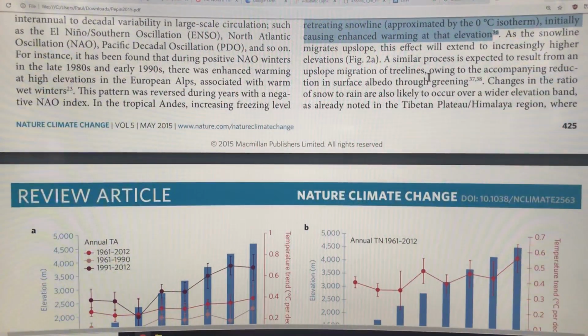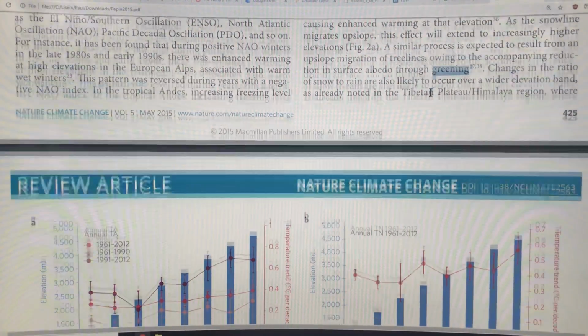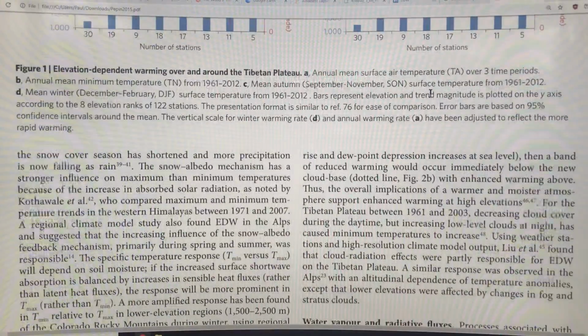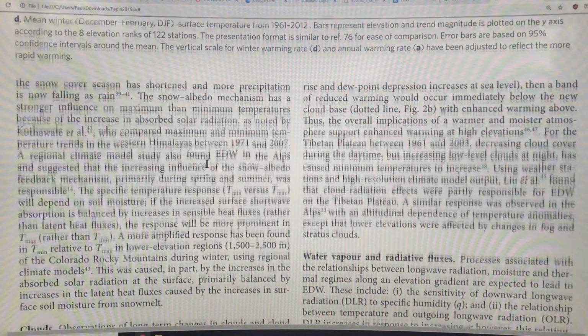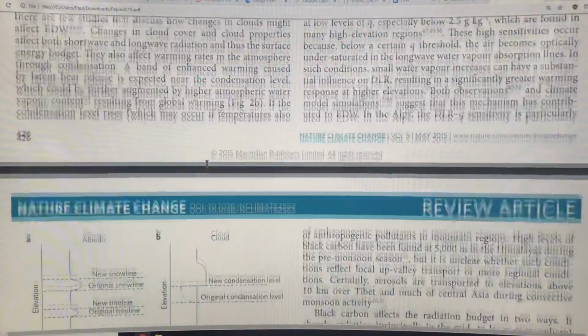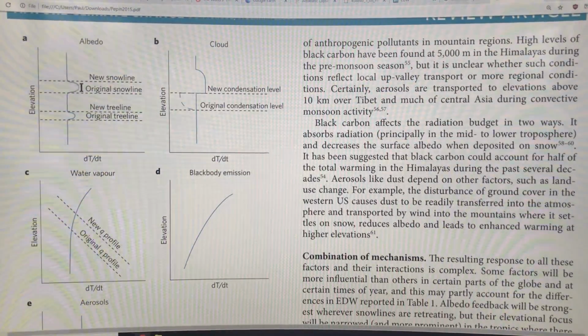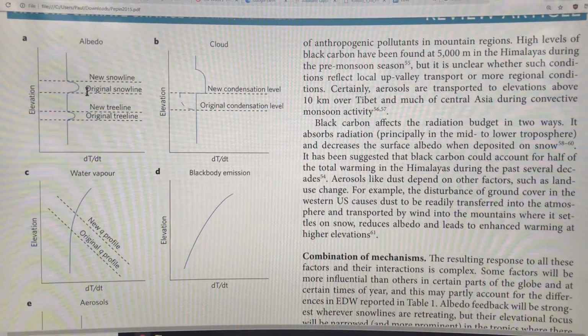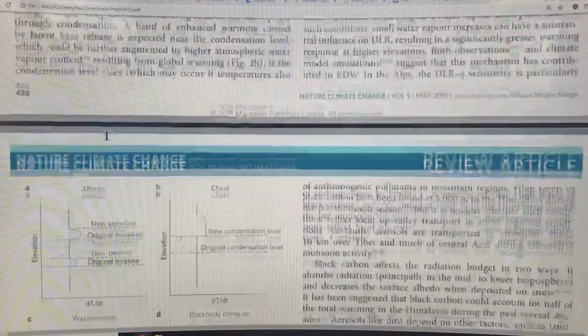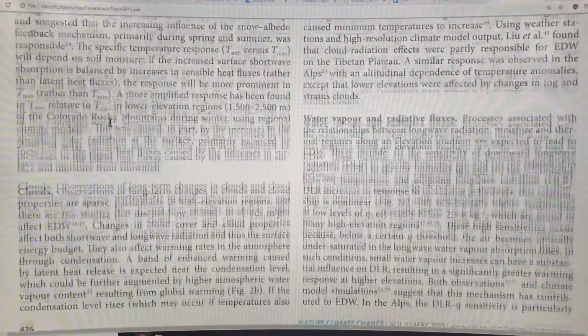A similar thing happens through greening, through the tree line. So that's the key factor, which is what we're showing here. There's a pulse of warming here, where the snow line has moved, bracketing where the snow line was and where it is now, and also the tree line. So you get this pulse of warming. So this is the albedo effect.